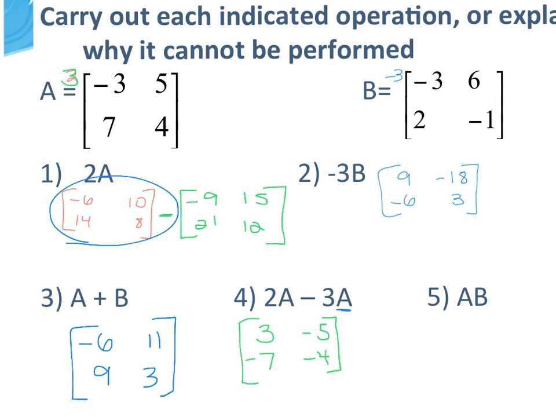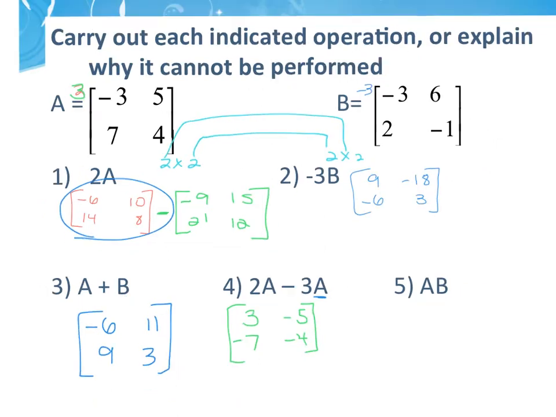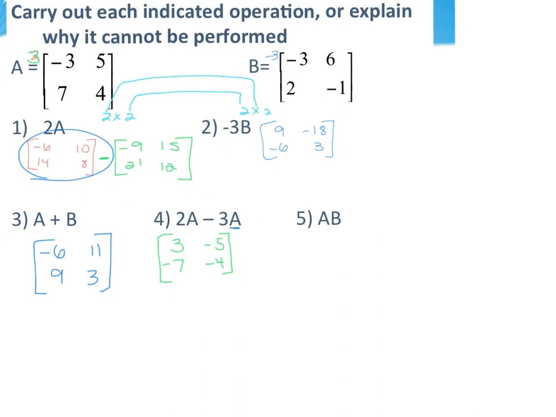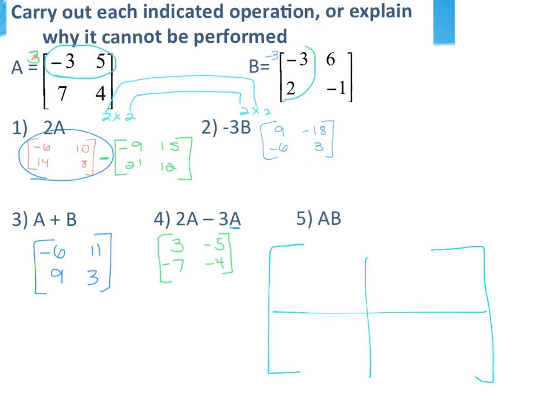And then we come to the multiplication. So A times B, I have to go and check to make sure that a 2 by 2 and a 2 by 2, the inner two numbers match up, and they do. And the result is the outer two, which means that this is a 2 by 2 matrix. So in that first cell, which is row 1, column 1, I'm multiplying those together. Negative 3 times negative 3, which is 9, and 5 times 2, which is 10. And that cell is 19.